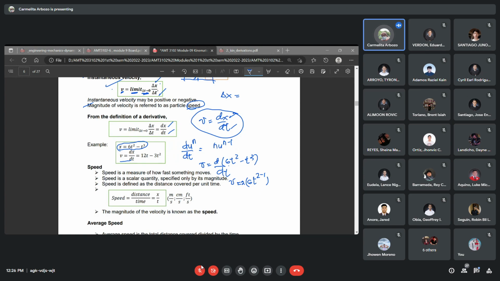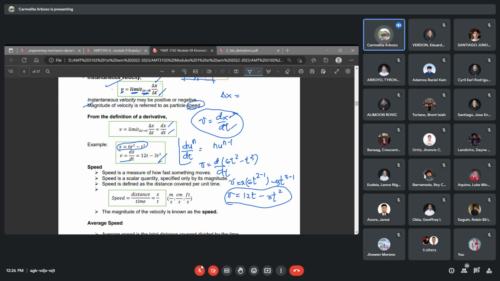Okay. Minus, yung t cubed, ano exponent natin? 3 minus 1 dito. Kaya, 2 times 6, 12. Then, 2 minus 1, 1. Kaya t lang yan. Pag sinabi mong t, understood, ang exponent niyan ay 1. Minus 3t, 3 minus 1 is 2. Okay, so ito na yung velocity mo ngayon. Ito na yun.